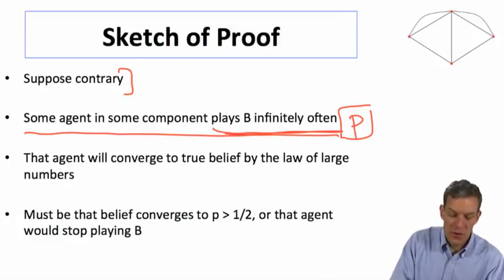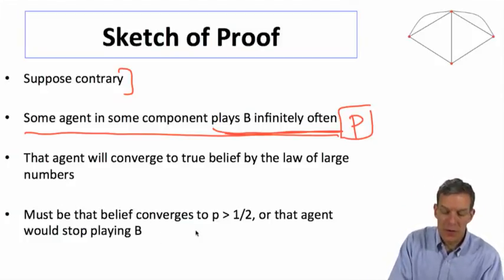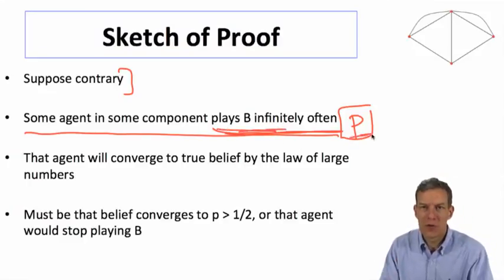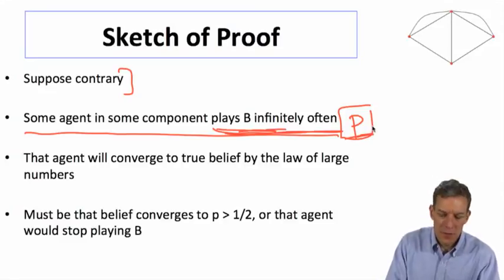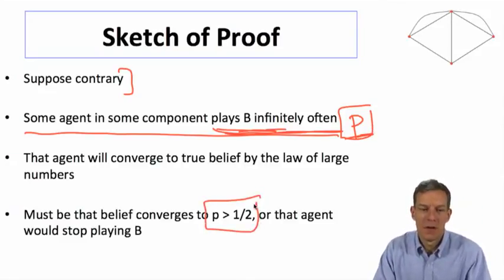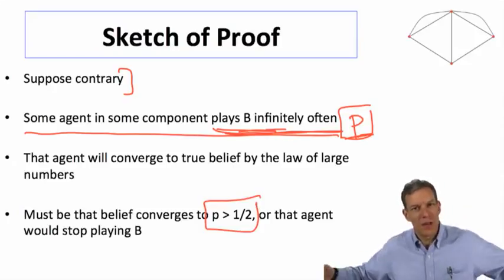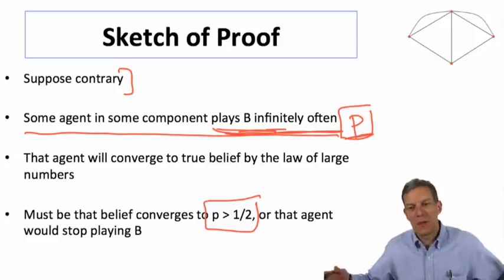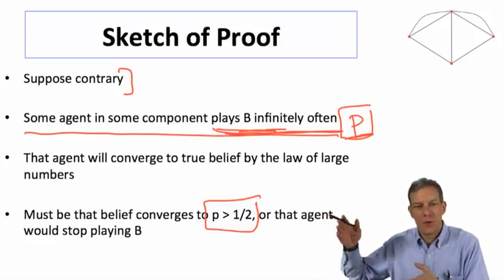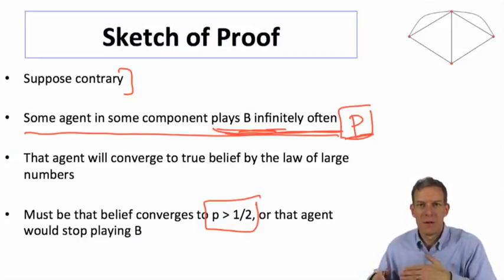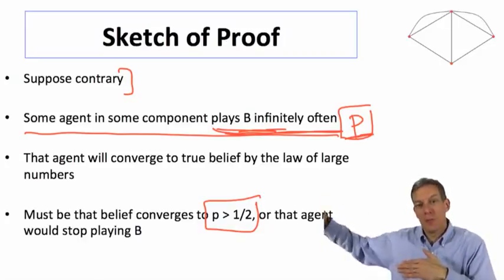And so what does that mean? Well, in order for them to keep playing B, if their belief about P is becoming arbitrarily accurate, then it must be that P is converging to bigger than a half. Otherwise, they would stop, right? So over time, they're good Bayesians. They know how accurate their belief is. They would either converge to P above half or below half, because it's not allowed to be exactly a half under our assumption. If it's above half, then they'll keep playing it.